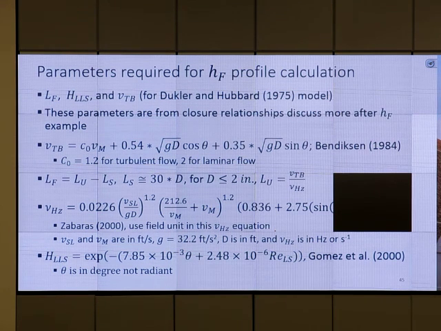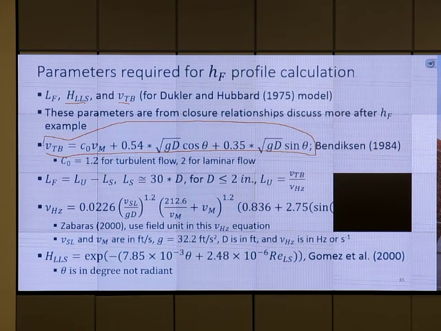we want to discuss liquid film length, slug liquid holdup, and VTB, the translational velocity or the velocity of the interface. I said all these come from closure relationships. Okay, we don't discuss it. We just say, okay, this is the equation that I get it from. We will talk about it more later. So VTB is calculated from this equation. Okay, Bendiksen. C0, set it equal to 1.2 for turbulent and 2 for laminar flow. Okay.